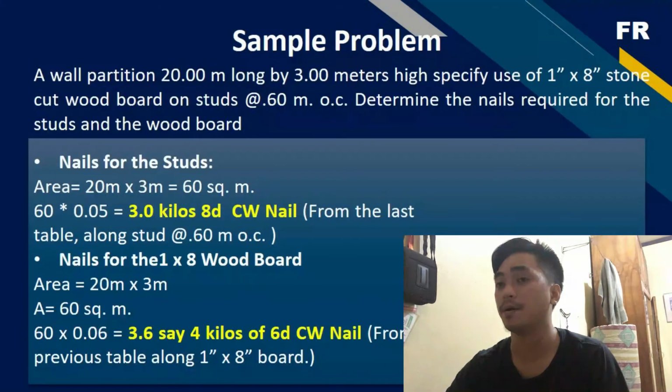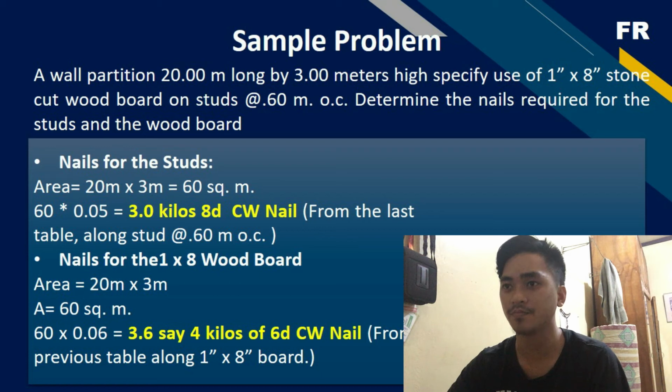For a sample problem, a wall partition 20 meters long by 3 meters high specifically uses 1 inch by 8 inch stone cut wood board on studs at 0.60 meter OC. Determine the nails required for the studs and the wood board. For the nails for the studs, first we are going to take the area, which is 20 meters by 3 meters, equals 60 square meters.